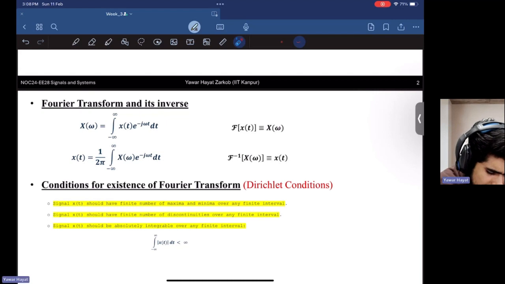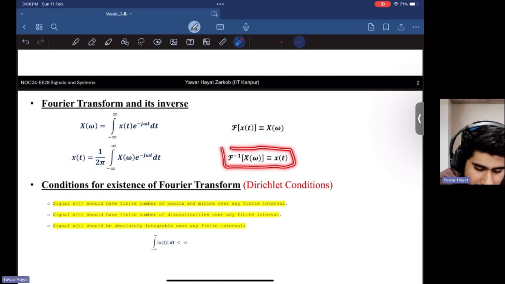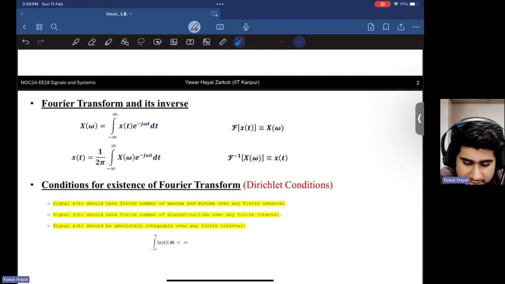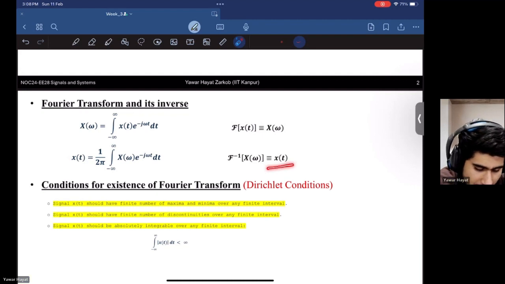So basic definitions, the Fourier transform is computed using this integral, and we denote it by F of x of t such that this F of x of t is equal to X of omega. And the inverse Fourier transform x of t is given by this integral, and we represent that using this F inverse of X of omega such that this F inverse of X of omega is equal to x of t. Okay.